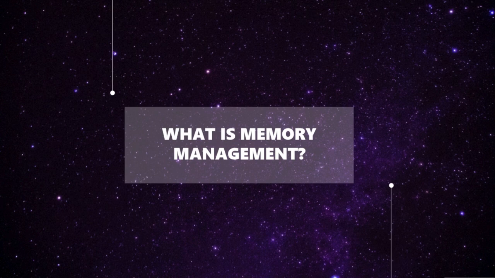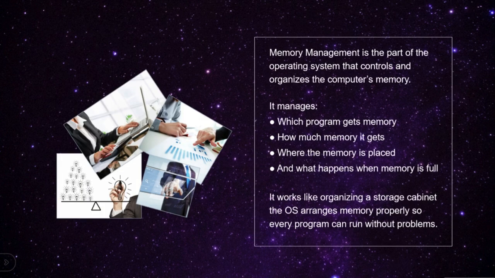What is memory management? Memory management is a part of the operating system that controls and organizes the computer's memory. It manages which program gets memory, how much memory it gets, where the memory is placed, and what happens when memory is full. Example, when you open Mobile Legends or Chrome, the OS gives them a space in RAM. When I close the app, the OS removes that data to free space.